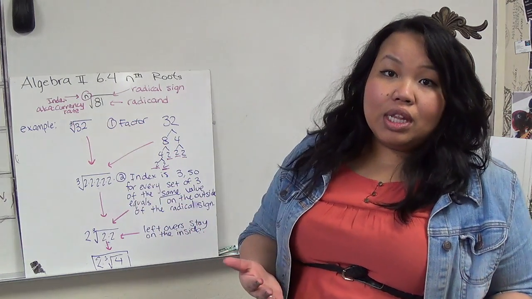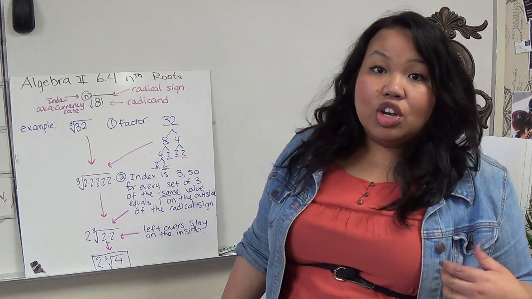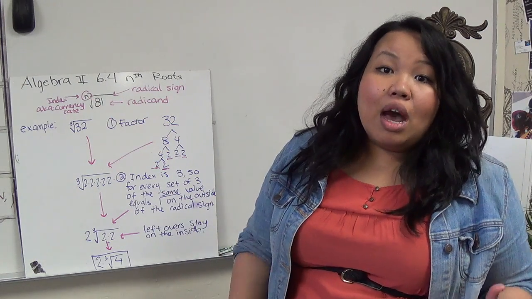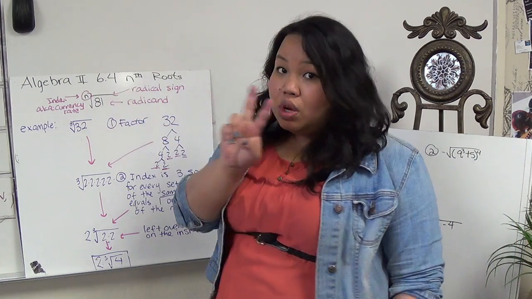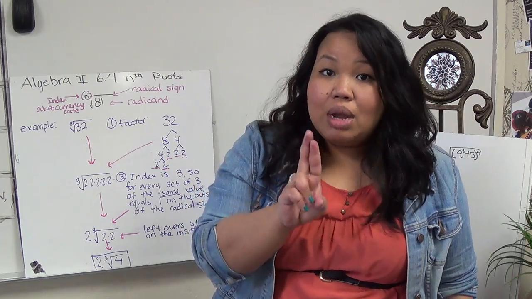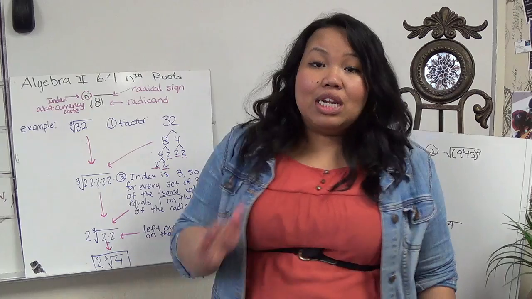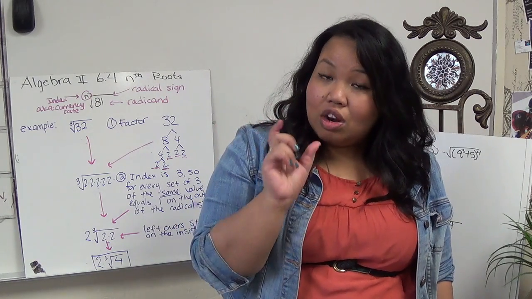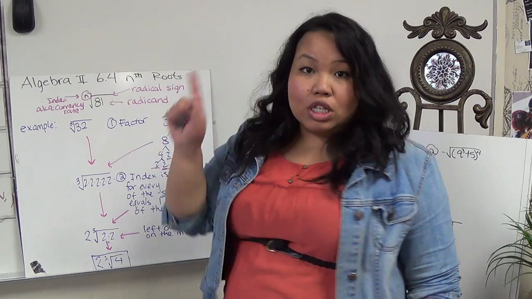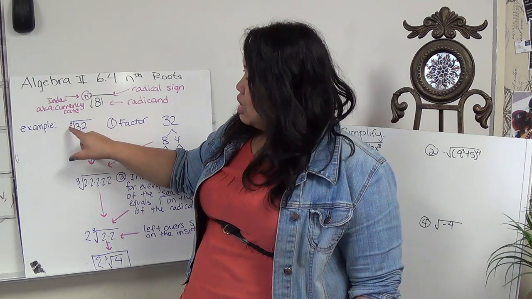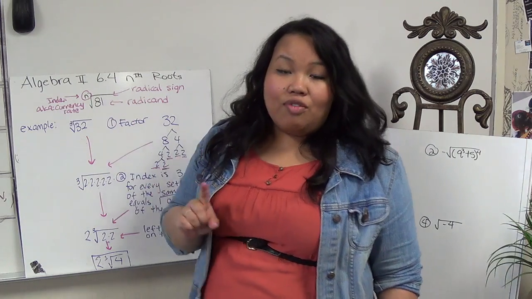But typically, you can put any number there, and it is called the index. It's basically telling me how many sets. If this was a 2, then it means I need a set of two of the same numbers in order to bring it out as 1. For example, if I have 3, that means I need a set of 3 numbers that are the same that I can bring out on the outside of the radical sign. It represents 1. So this tells me how many sets on the inside I need in order to bring out 1 of that value.